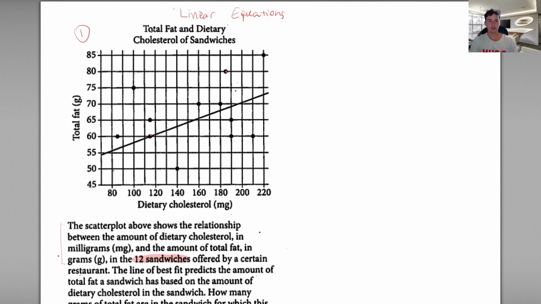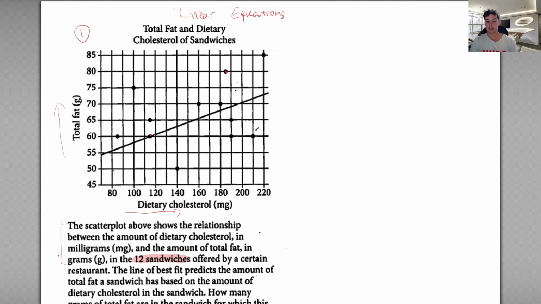In here, we have a graph, total fat and dietary cholesterol of sandwiches. This is the title. This is the y-axis, which is total fat, and this is the x-axis, which is dietary cholesterol. So what I know from reading this graph, not even reading the intro, is that this graph is total fat versus cholesterol. I can see here that as cholesterol increases, total fat also increases. That's why we have a positive slope, and this is a positive relationship between x and y.